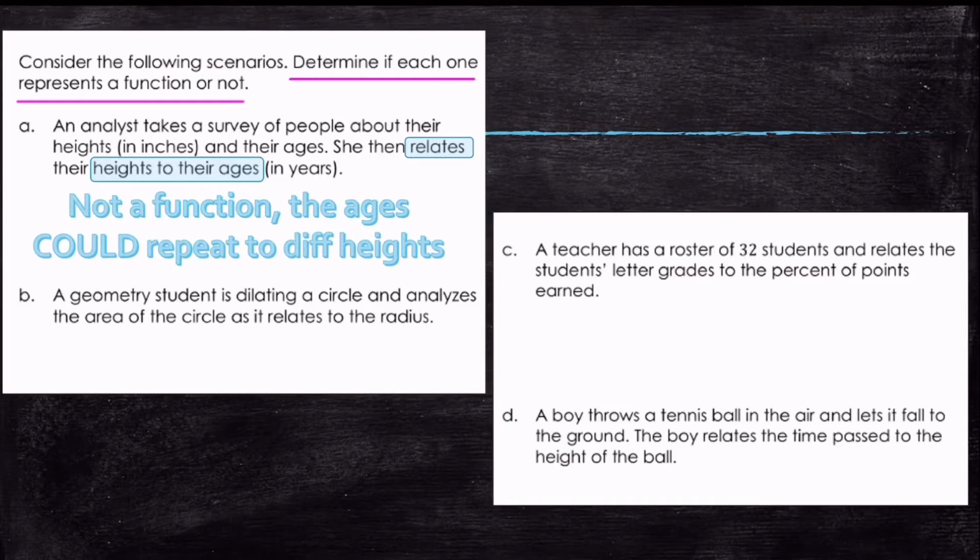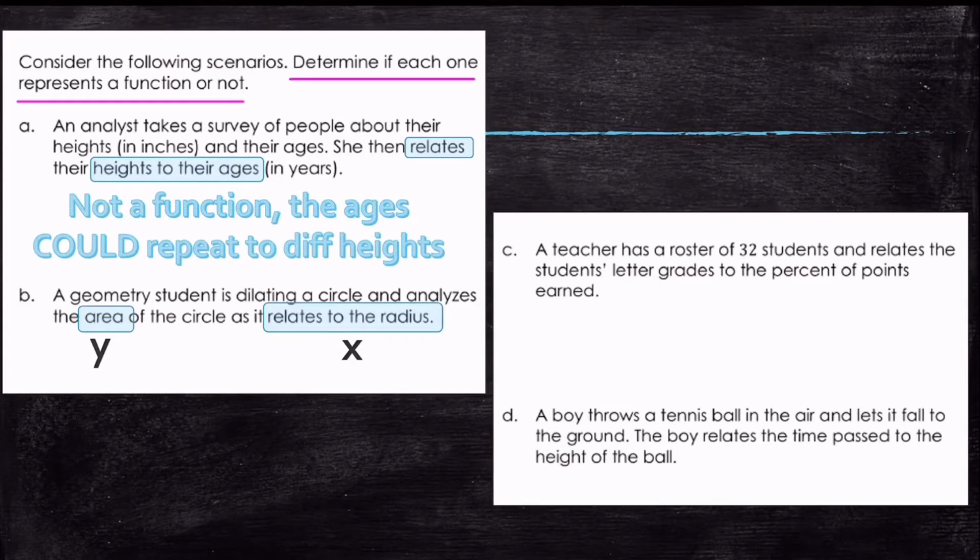Okay? So let's look at B. A geometry student is dilating a circle. Dilating means making bigger or smaller. So we're changing the size of our circle. And in that process, they're analyzing the area as it relates to the radius. Well, let's think. When I change my radius, my area is going to be an outcome of whatever my radius is. So my radius is my x and my area is my y.